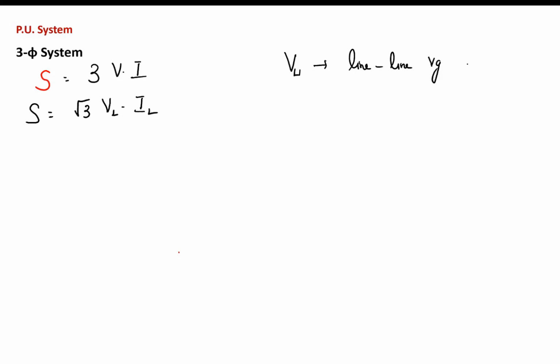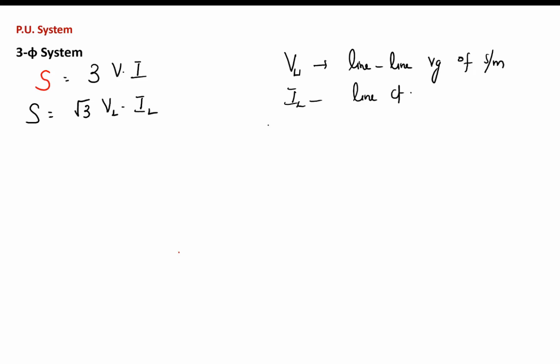In a three-phase system, the complex power is given by 3 times V into I. If I calculate only the magnitude of the complex power, S is given by 3 into V into I. If I want true complex power, that is 3VI conjugate. So the same value I can write as S is equal to root 3 into VL into IL, where VL is the line to line voltage of the system and IL is the line current.